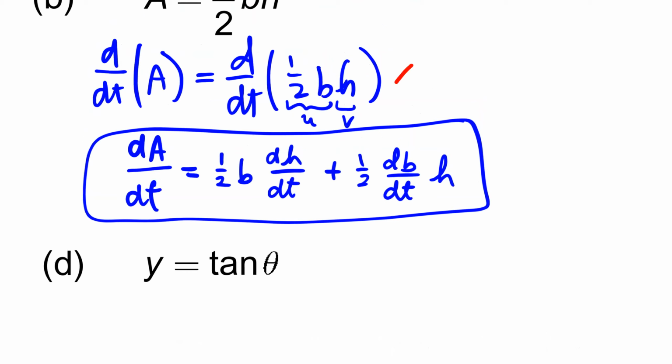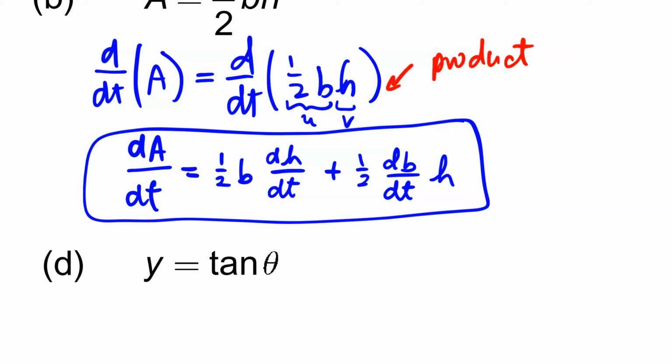So keep in mind, we had to use product rule because we had 2 things being multiplied together. We don't know what the derivative of b is with respect to time. We don't know what the derivative of h is with respect to time. So theoretically, b is a function of time that describes how the base is changing as time changes. H here is a function that's telling you how height is changing as time changes. That's why I had to use product rule.